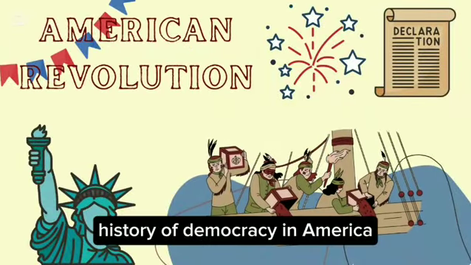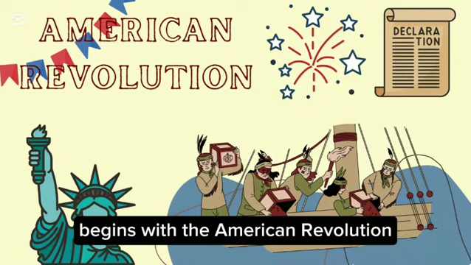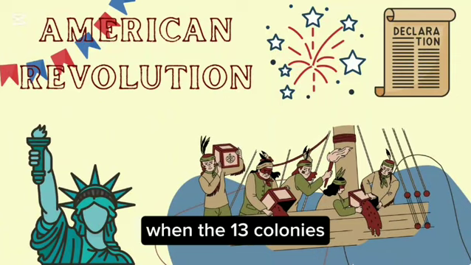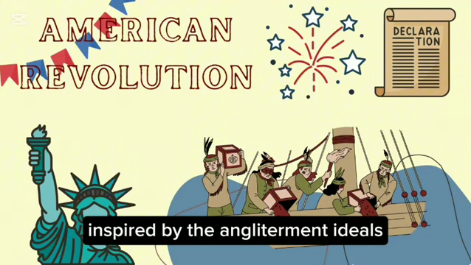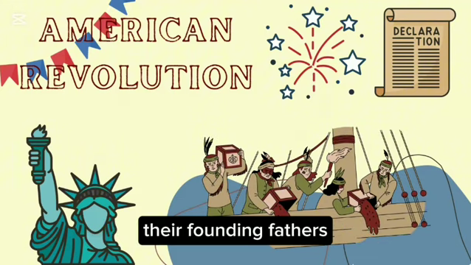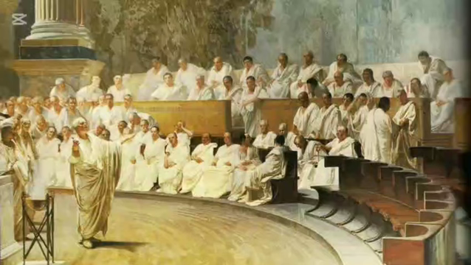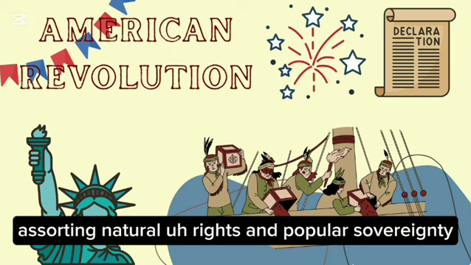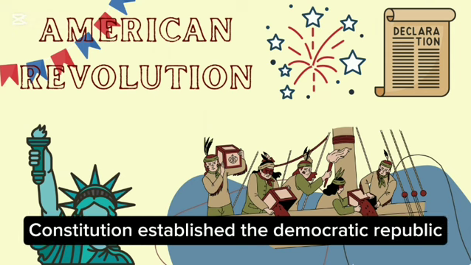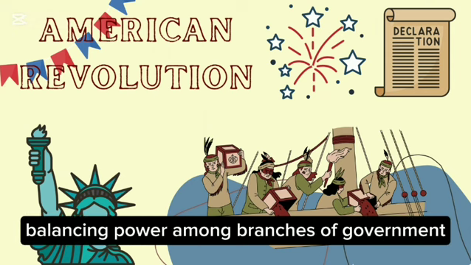The history of democracy in America begins with the American Revolution, when the 13 colonies rebelled against British rule, demanding self-governance. Inspired by Enlightenment ideals, the founding fathers drafted the Declaration of Independence in 1776, asserting natural rights and popular sovereignty. After victory, the US Constitution established a democratic republic, balancing power among branches of government.